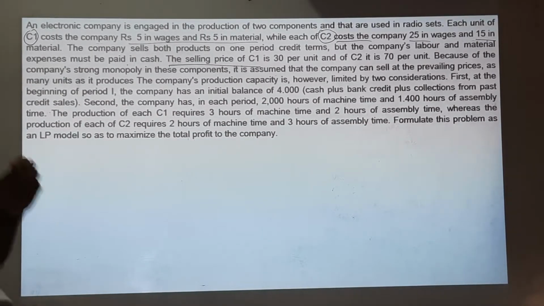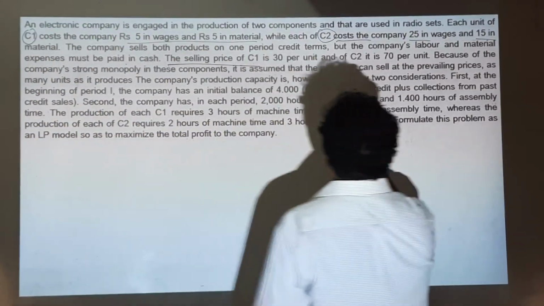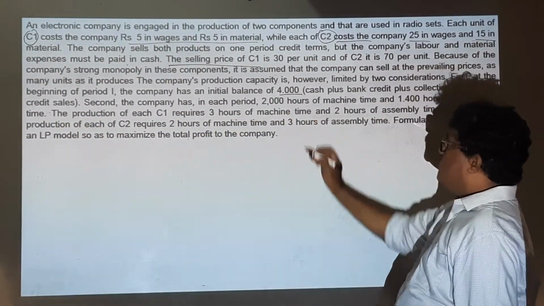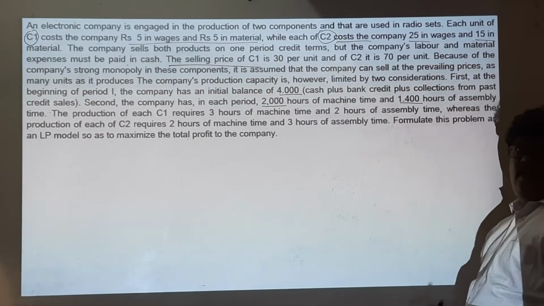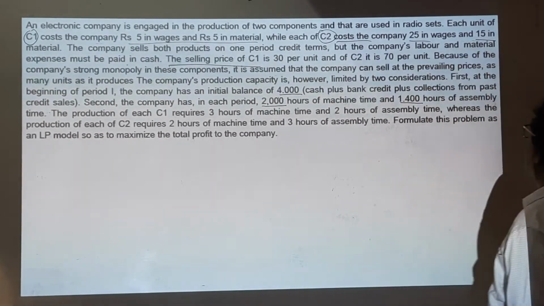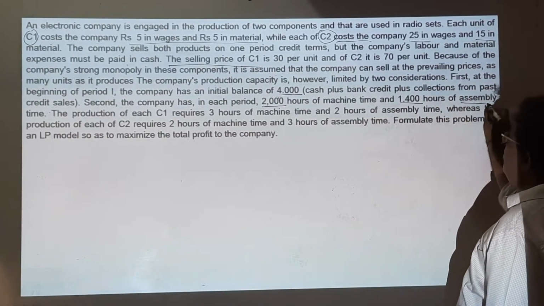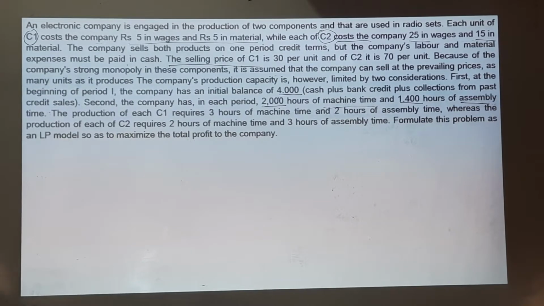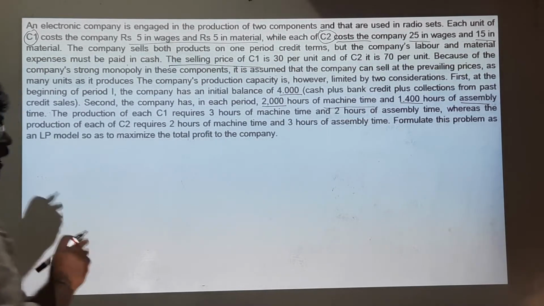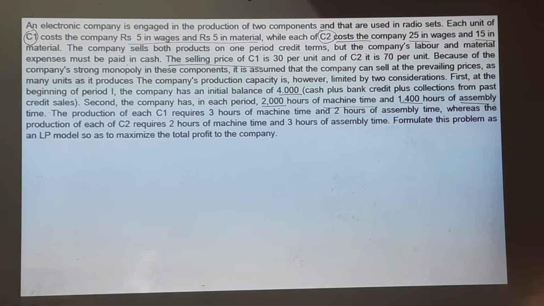Constraints are, there are two constraints. We have the cash constraint. How much? Only 4,000 rupees cash is available. And we have the time constraint, 2,000 and 1,400 hours, for which? Assembly time and also machine time. So these are the constraints which are given. Just arrange it in a box or in a small table and we can easily formulate this particular problem. So we will first take x1 and x2 as the number of units of C1 and C2 to be manufactured. Arbitrarily you just take it.